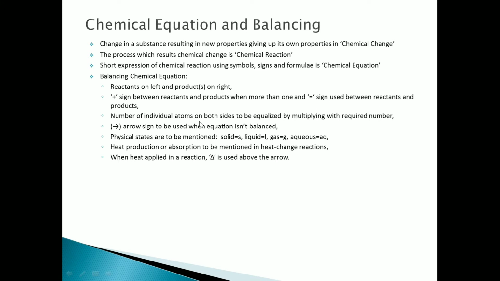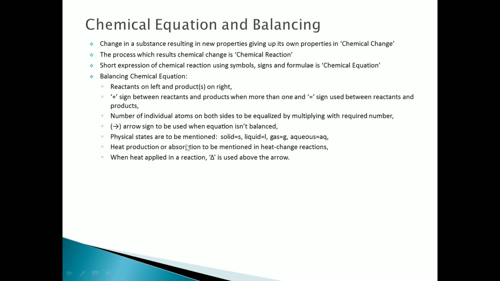The number of individual atoms on both sides is to be equalized by multiplying with the required number so that the reaction is actually balanced. An arrow sign can be used if the equation is not balanced. For example, during examination sometimes we write the equation but we are not able to balance it, either it is hard or we have less time. In that case, we shall just use the arrow, which will be a good way of presenting the equation, which will not be wrong, rather it will be okay, but just not balanced.